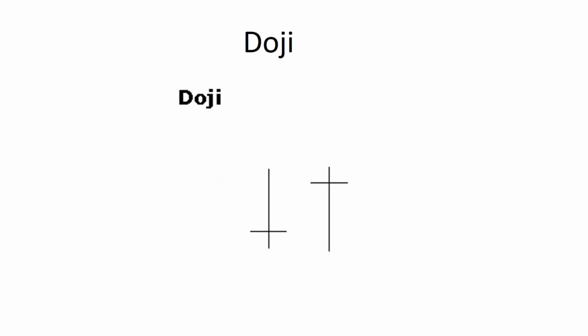So the key characteristic to the Doji candle is that the open and close price are essentially at the same level. Okay, so this is what this is representing. So again, for a bullish candle, the open is here, the close is here.